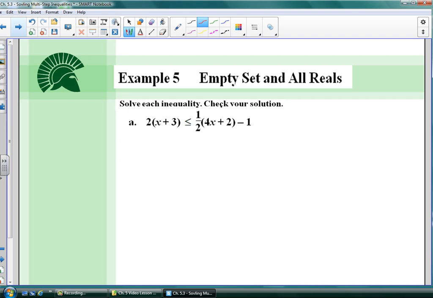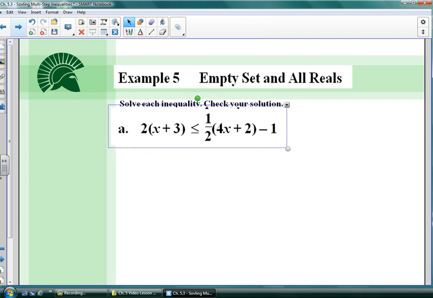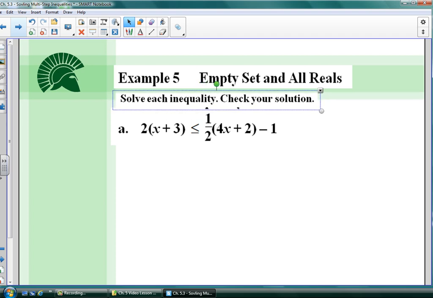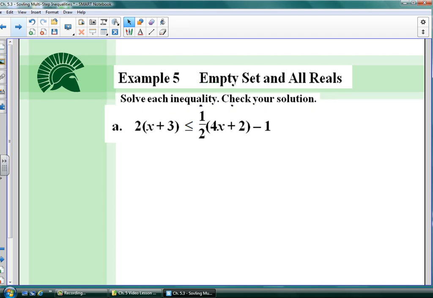The next one we're going to look at has to do with empty sets and all real numbers. That's kind of a clue that we're going to end up with something that's a little bit trickier than we might have had before. I'm going to make this a little bit bigger. Okay, and we're not graphing this one, but it's a good idea just to keep in mind what's happening.